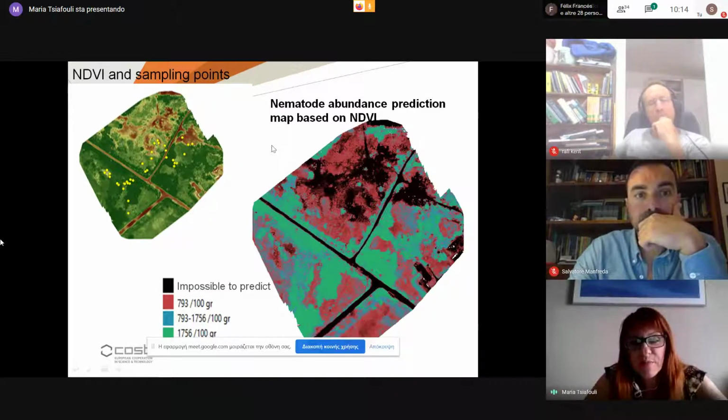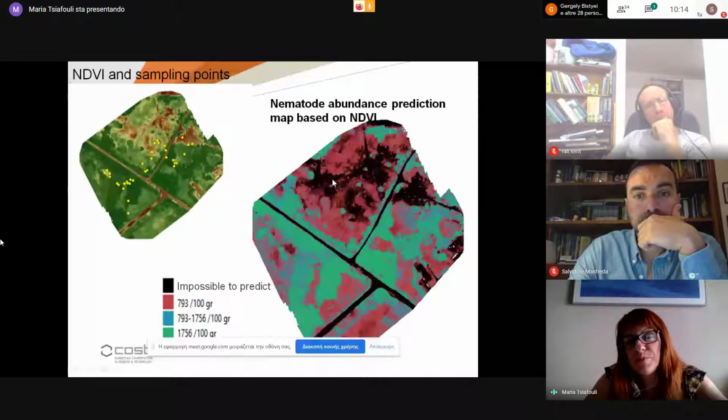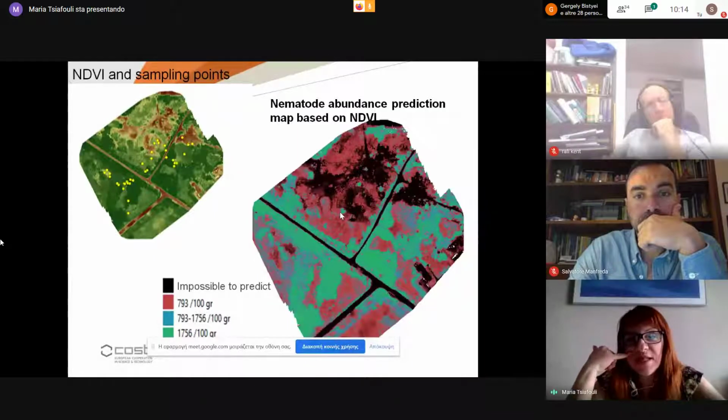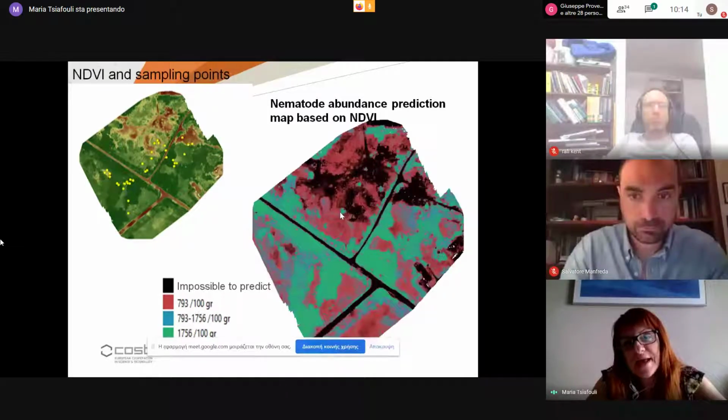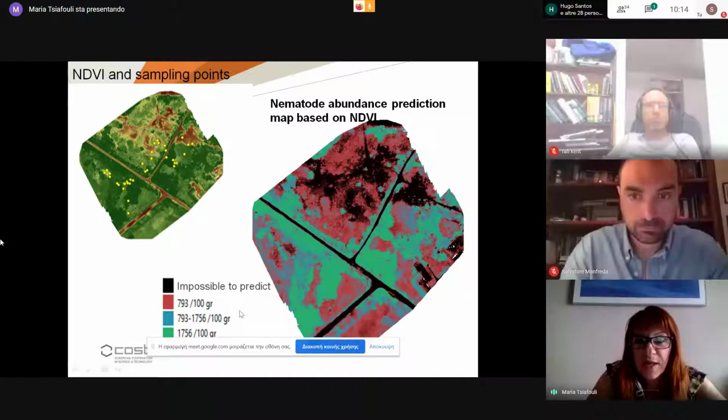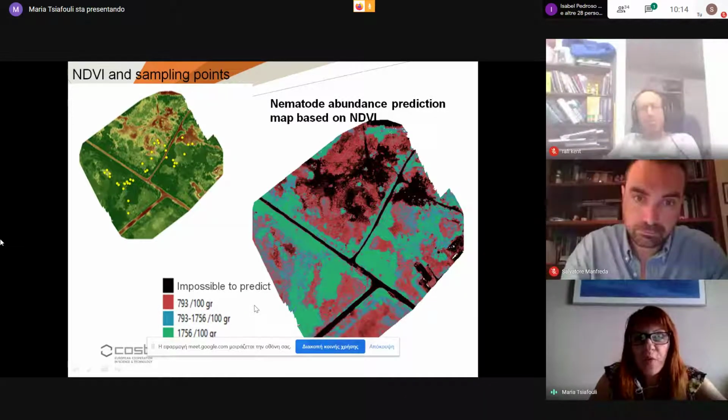And you can see here the black parts. These are basically the spots with the lowest NDVI values but a very high variation of nematode abundances. So in this part, we cannot really guess what the abundances of nematodes are. But in the red, blue, and green areas, we now have a range of nematode abundance, and we have predicted the abundance of nematodes in areas where we didn't sample.